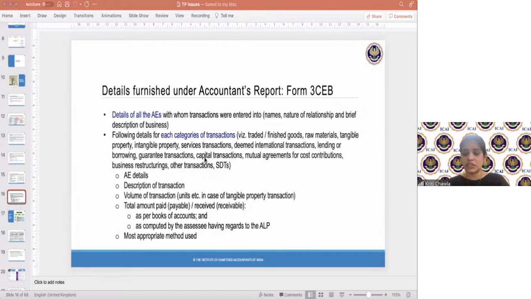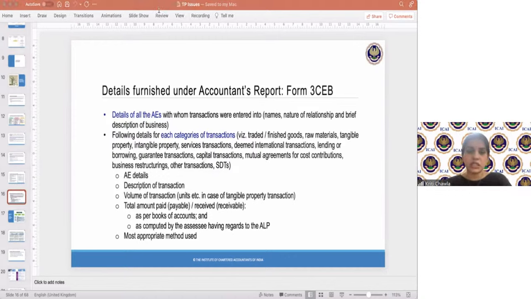This is the transfer pricing documentation. So transfer pricing documentation in India is two things: Form 3CEB, the transfer pricing return, and the TP study, which is this elaborate document, the TP study report. So these are the two things that have to be undertaken.